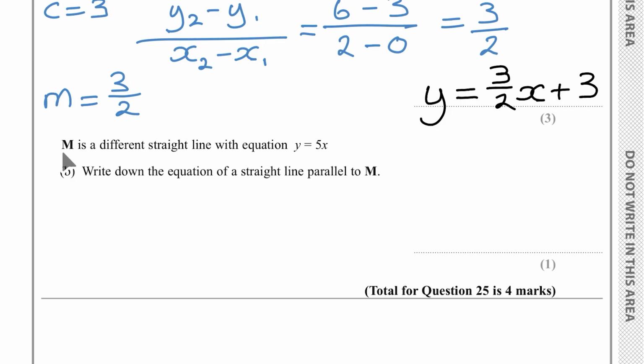Notice it's a capital M, so don't confuse that with the gradient. M is a different straight line with an equation of y equals 5x. Write down the equation of a straight line parallel to M.